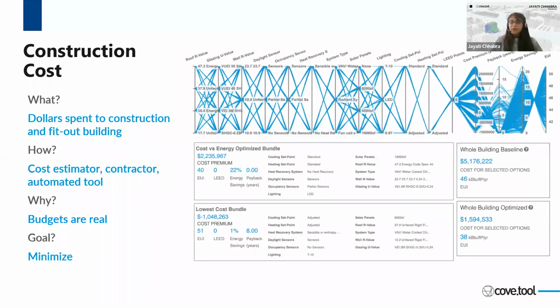A couple more here. Of course, dollars spent on construction and fit out, building construction cost. How can we get it? Through cost estimators or contractors for sure. But you can use the optimization feature in cove.tool that you can see here. It is an automated way to get an early stage estimate and compare between different products and assemblies.